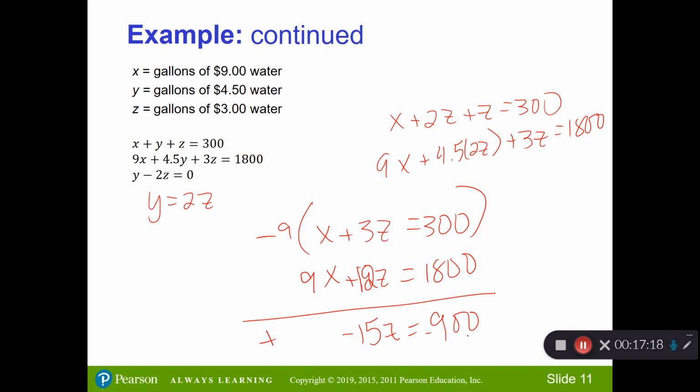So if I divide, I get z is 900 would be 300, so 60, I believe. Once I know that z is 60, I can go here to get y. Y is 120. And then I can go anywhere, so I'll go to the top equation to get the x. X would be, well, this is 120 plus 60, so 180, so I need another 120 to make it to 300.